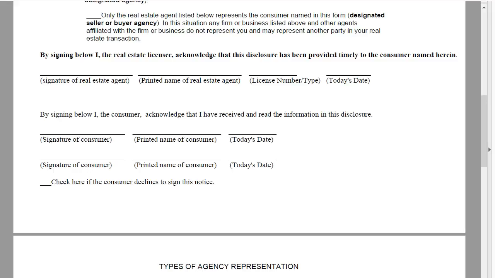So there are many people who have seen this form before. For those people that are in the marketplace on a regular basis looking at property, they've seen this form. And so it should be okay.